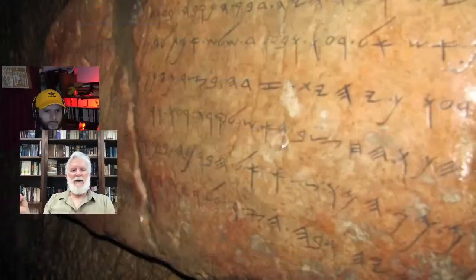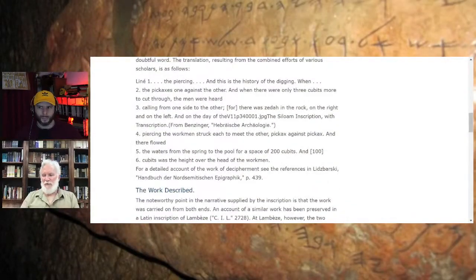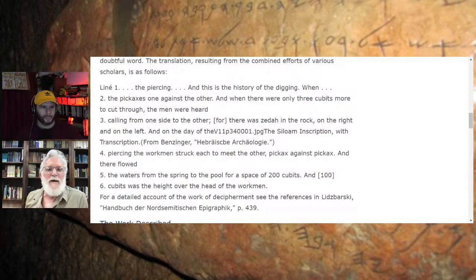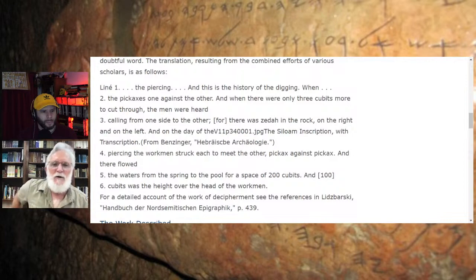So what we begin to recognize by the middle of 1881 is that this inscription is a notice from the builder or the builders, where it describes what they did. There you go. Look at that. The piercing, the history of the digging, the pickaxes one against the other. And when there were only 3 cubits more to cut through, the men were heard calling from one side to the other, for there was a zedah, we don't know what that means yet, in the rock on the right and on the left. And on the day, and then there's a picture, the Siloam inscription right there.